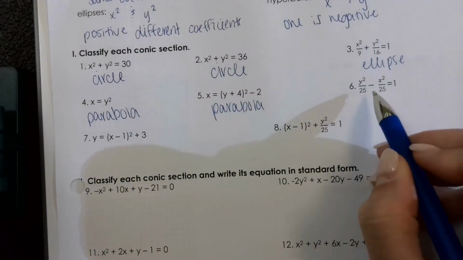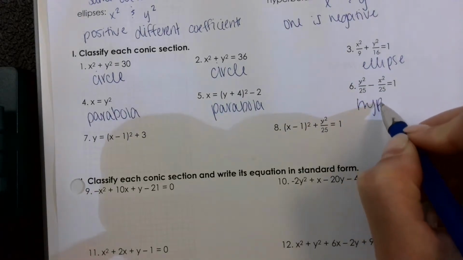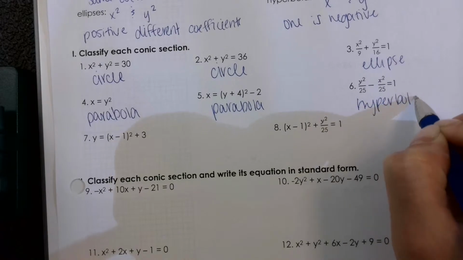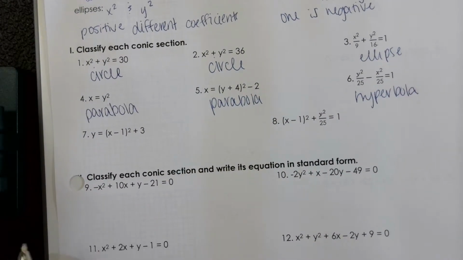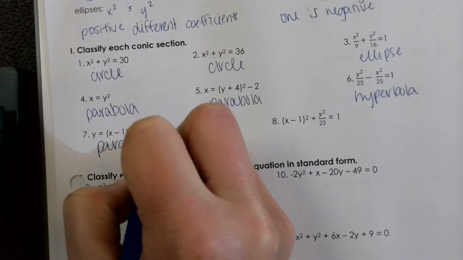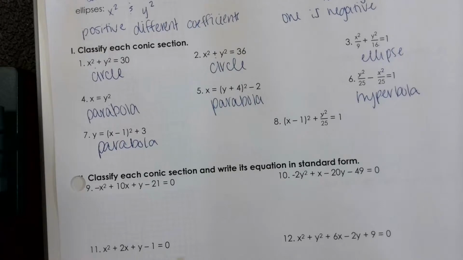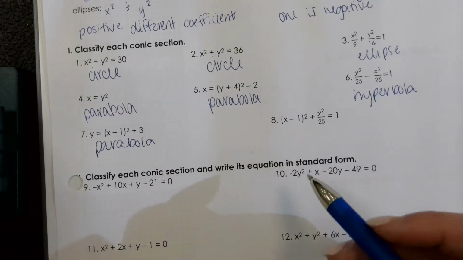If it's got a minus, what's going on? Parabola. Number 7? Another parabola. And number 8? You got x squared and y squared. Do they have the same number in front?